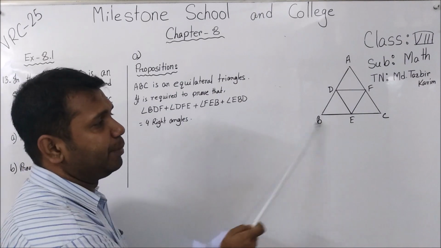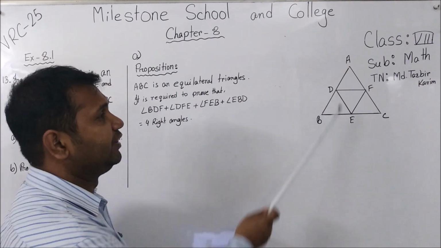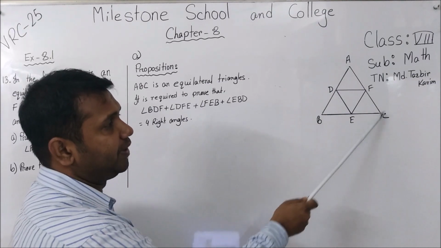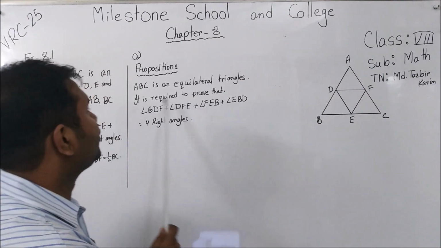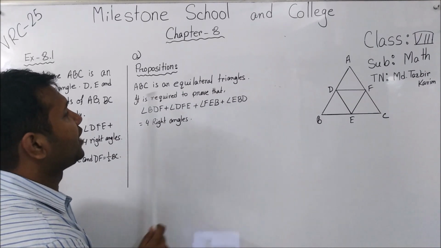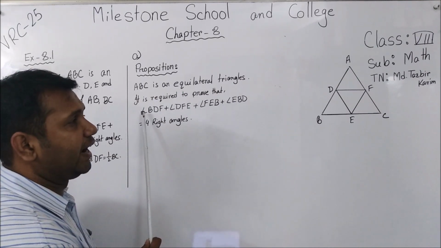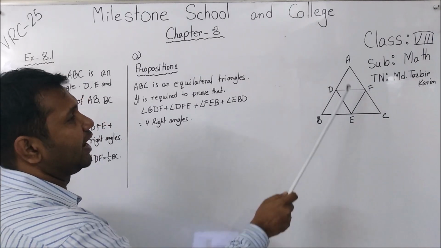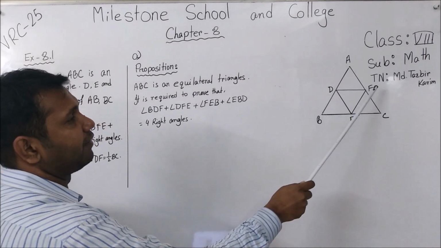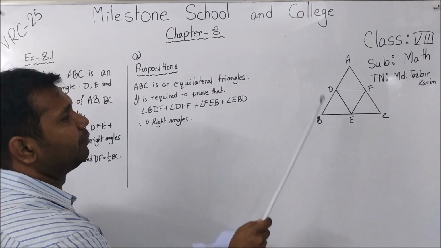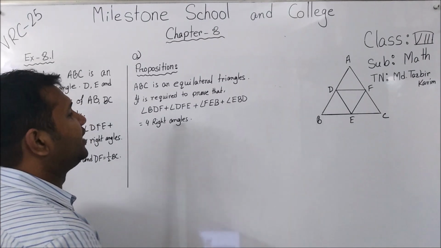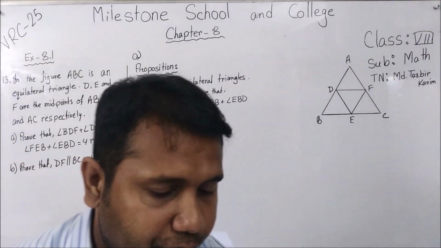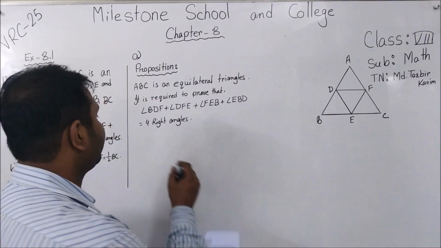This is the triangle ABC. It is an equilateral triangle, and D is the midpoint of AB, E is the midpoint of BC, F is the midpoint of AC. It is required to prove that angle BDF plus angle DFE plus angle FEB plus angle EBD equals 4 right angles. So we have to prove that. Now we are going to prove it. So where is the proof?